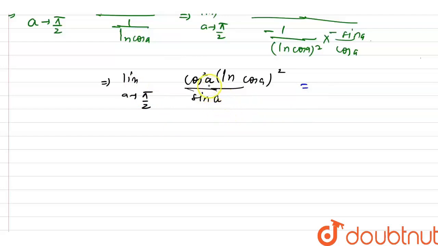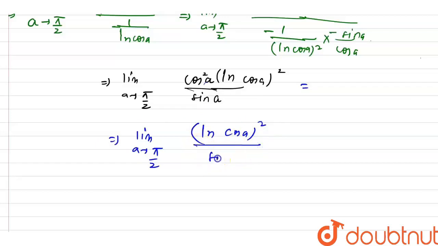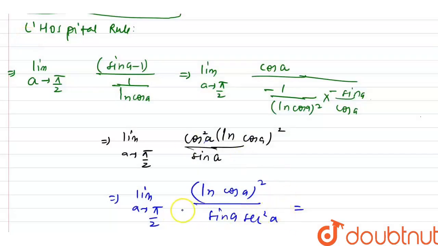Basically you can write this cos as secant. I'm writing it as limit A tending to pi by 2 of ln cos A raised to the power 2, over sin A sec square A. Here I'm going to apply the limit A tending to pi by 2. So ln cos pi by 2 is infinity, and infinity square is infinity, over sin pi by 2, which is 1, sec square pi by 2, which is infinity. So infinity over infinity is basically an indeterminate term. That's why we have to apply L'Hopital rule again.